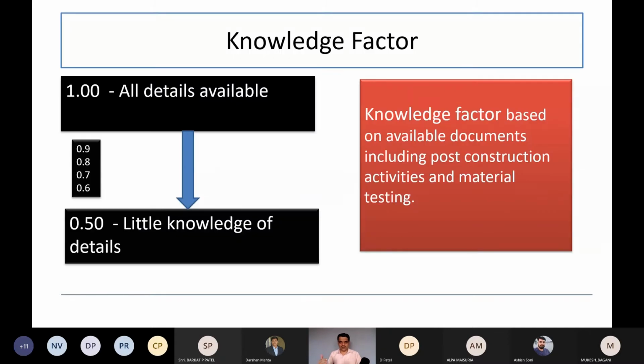And of course, whenever we get a retrofitting assignment, a common problem is that we do not have access to all drawings, all design calculations, etc. So in that case, a value is given here, which is a knowledge factor. We need to divide our earthquake force by this knowledge factor. So if I have very little knowledge, then my earthquake force will become double because it will be divided by 0.5. And if all details are available, then this is 1. And we can see there are intermediate factors also highlighted in the code, which is known as the knowledge factor. So two important factors: one is the lateral load modification factor and another is the knowledge factor.